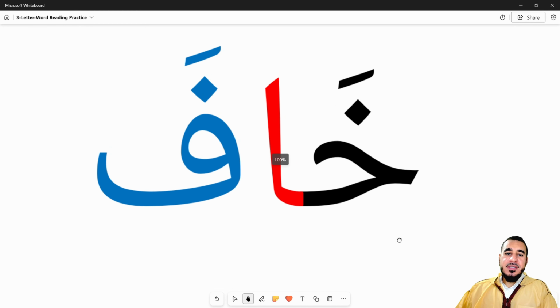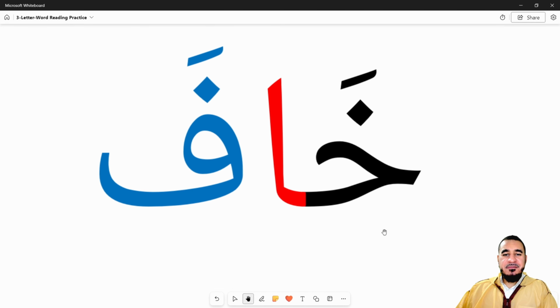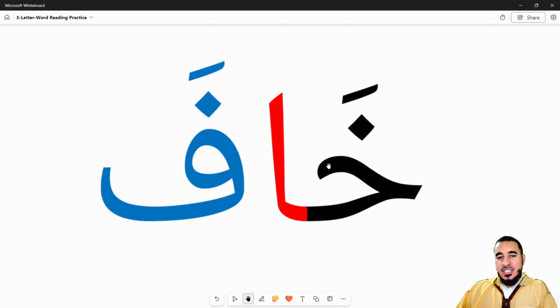All right. Here it's going to get a little bit more interesting. The first letter in this word is the kha. Remember, we spoke about this earlier in this class. We said that this shape with the dot above it is the kha. Without the dot, it would be ha. And if the dot was below the letter, it would be jim. But because the dot's above this shape, then we know that this is the kha. Kha. Right. So the kha has the fatha above it.